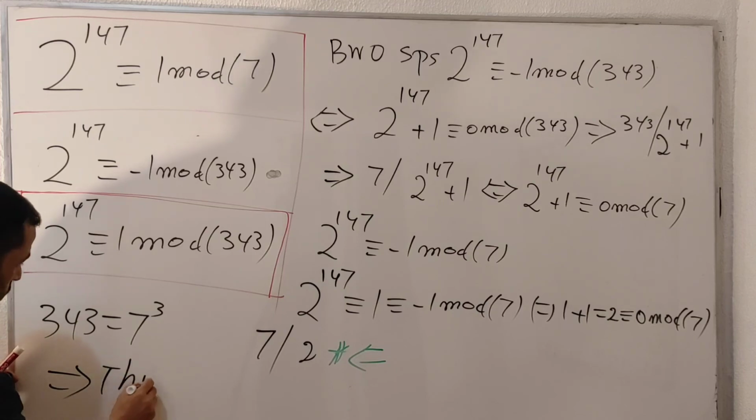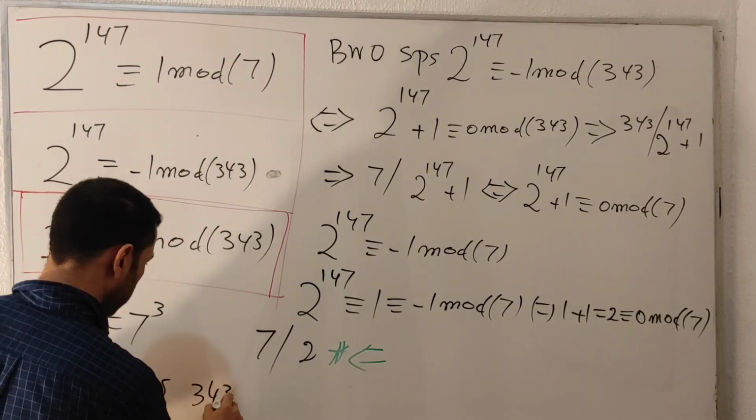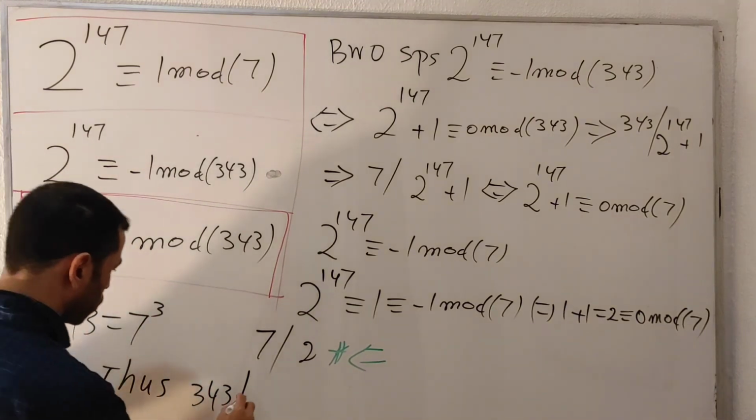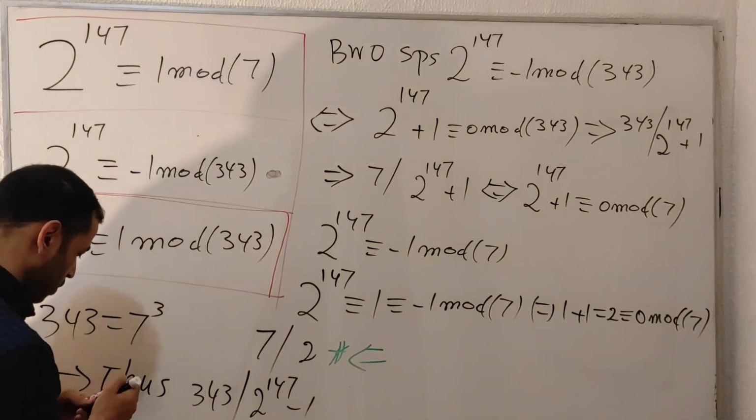Thus 343 divides this term, 2^147 minus 1. So I have proven this.